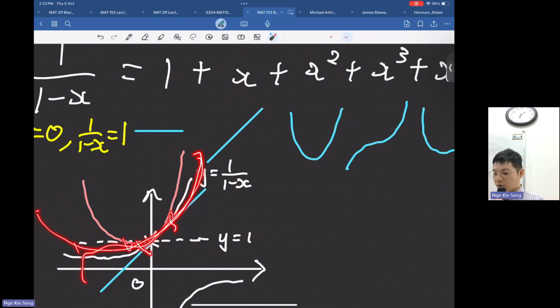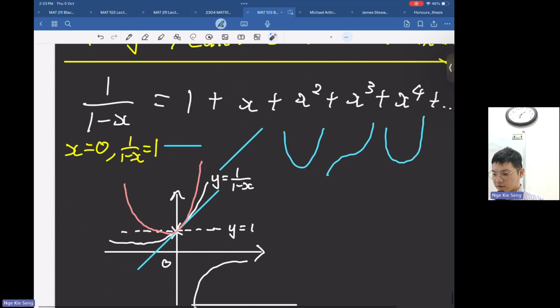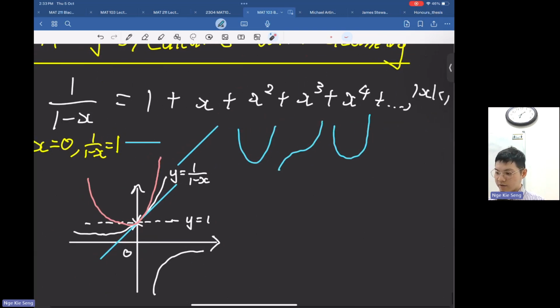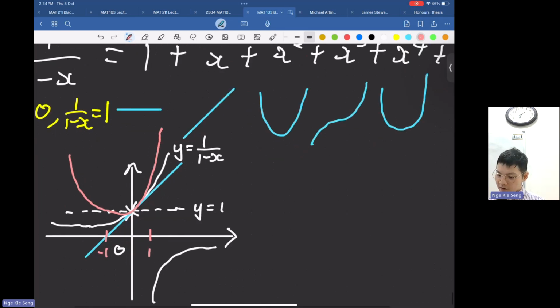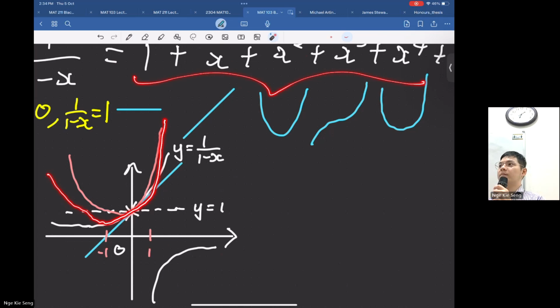When they fully agree, they fully agree in between -1 and 1. So if you add up infinitely many terms, then the function on the right-hand side will agree from -1 to 1, something like that. So this is what we are doing.